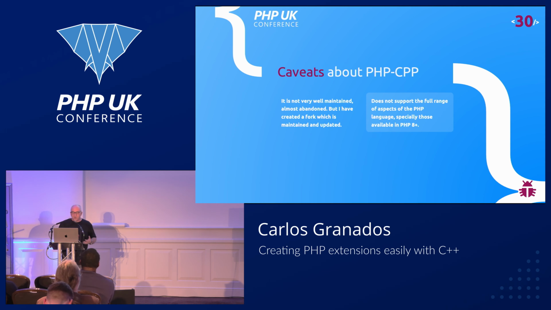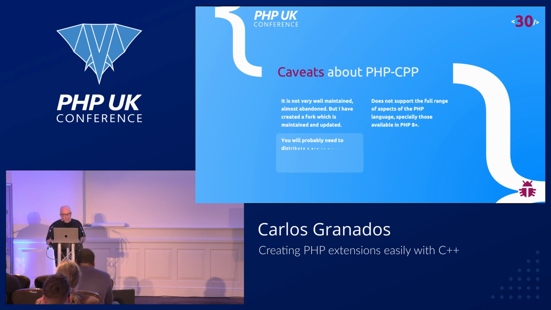PHP-C++ doesn't support the full range of aspects of the PHP language. It supports a lot. I've listed many, many things that it supports, but it doesn't support everything. So if you need to do weird stuff with PHP, you may find that some of these things are not supported. Especially, a lot of the things that are available in PHP 8 are not supported. So things like enums or read-only properties, nothing of this is currently supported. Hopefully, in the future, it will be. So if you need to use these things, then it might be a problem as well. Probably you won't need to use them. I think it's strange that your extension is going to need them, but if you do, it can be a problem.